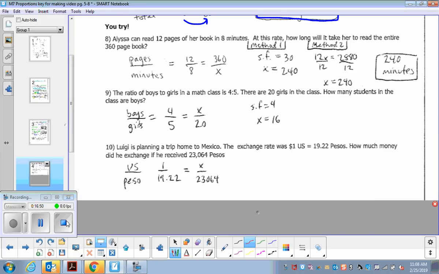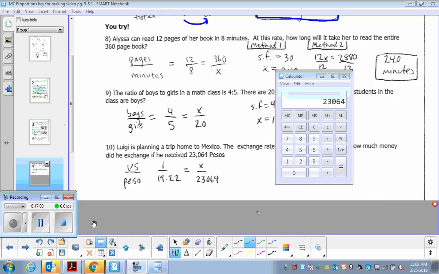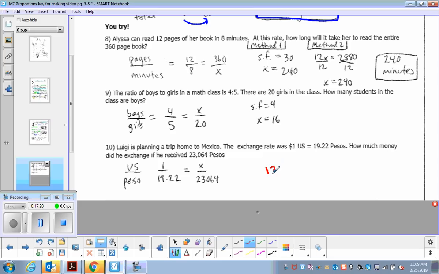All right, there are the 3 answers. It's 240 minutes, 16 boys in the class, and right here when we cross multiply and divide, we're going to get 23,064 divided by the 19.22, and it looks like 23,064 pesos is worth 1,200 US dollars. So for the last one, it looks like Luigi exchanged 1,200 US dollars.